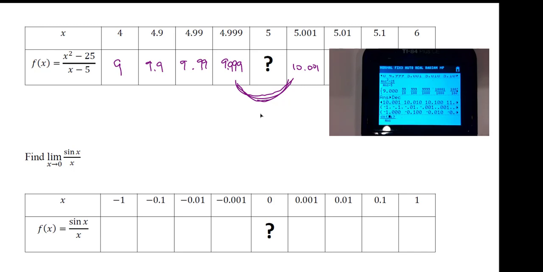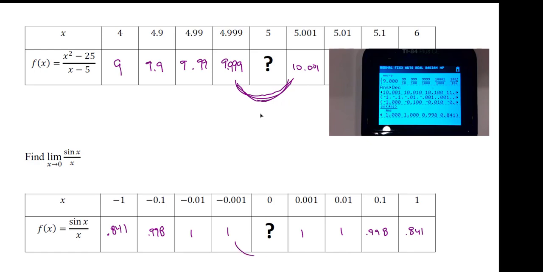Whoops, I'm going to use ans. Sine of the previous answer over the answer. So we can now see that we're getting 0.841, 0.998, and then effectively 1 and 1, not exactly, but effectively. And on this side, we're getting the same numbers in the other order: 1, 1, 0.998, and 0.841.